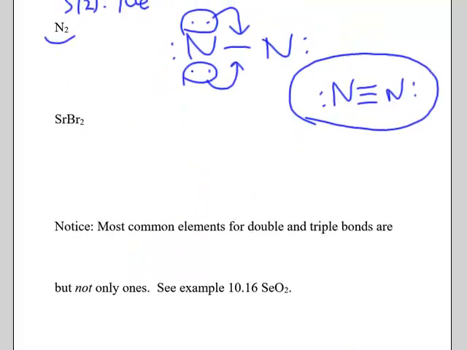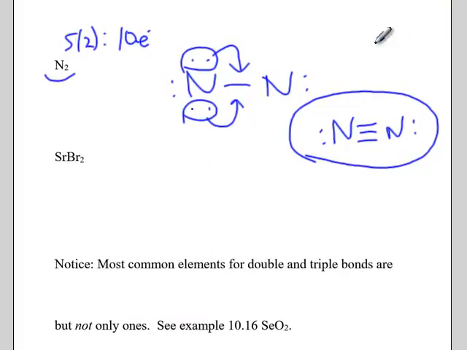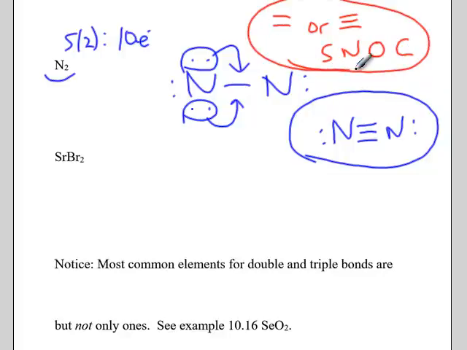The most common elements that make double or triple bonds are sulfur, nitrogen, oxygen, and carbon. So if you remember the mnemonic SNOC, whenever you're making double or triple bonds, those are the most likely. Now, they're not the only ones. For example, selenium can also make double or triple bonds.